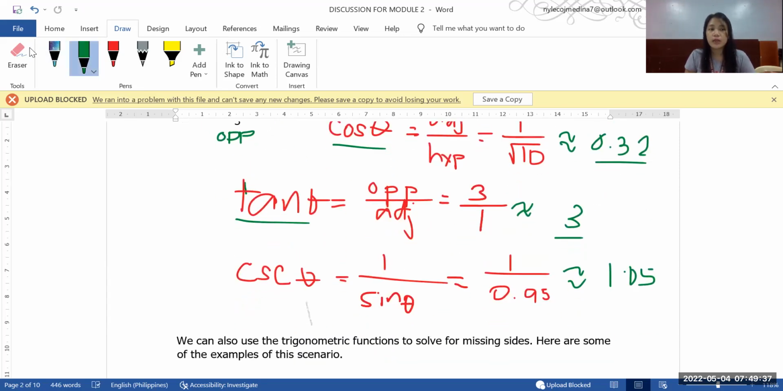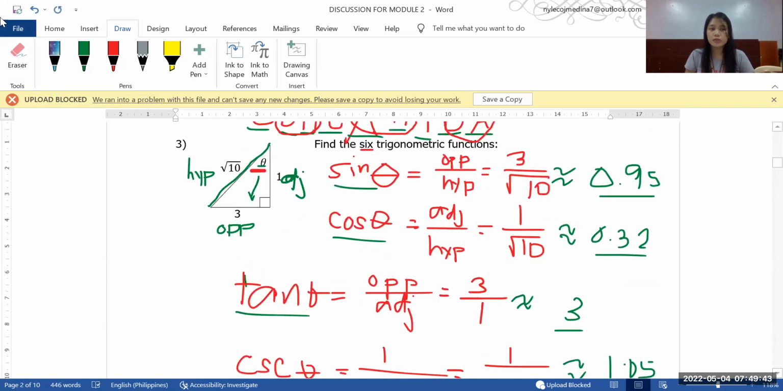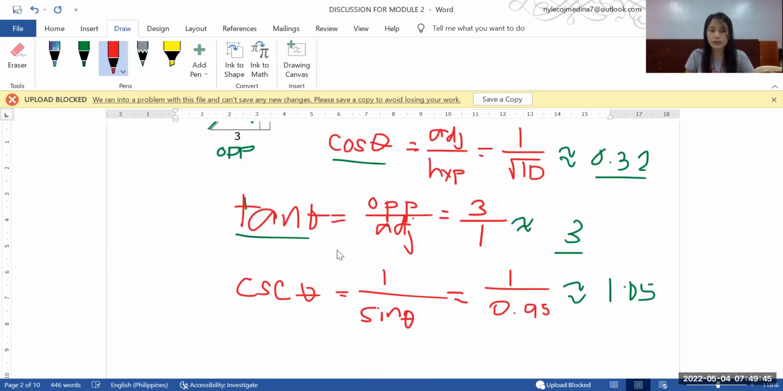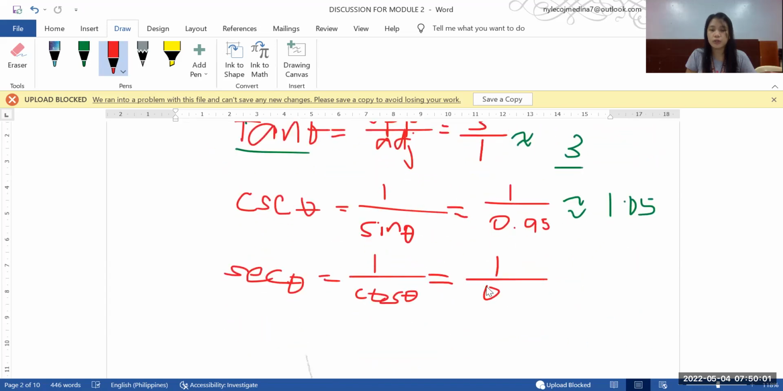So, next is the kabaliktaran or the reciprocal naman of your cosine. The kabaliktaran ng cosine is your secant. So, secant theta is just equal to 1 over cosine theta, which is 1 over 0.32. Now, simplifying using your calculators, 1 over 0.32 is just the same as 3.125.